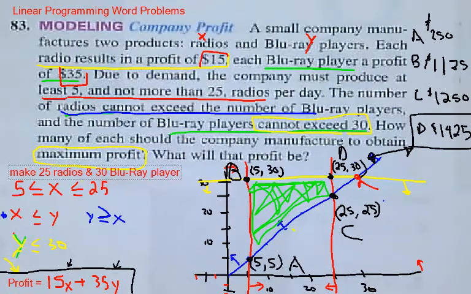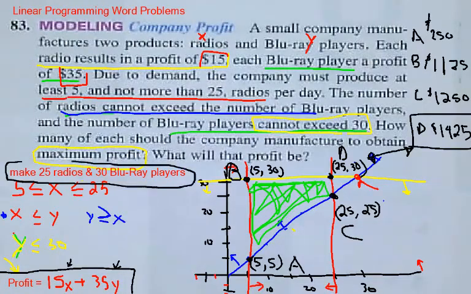Right? So the answer to the question is what advice you give to the factory owner, or you tell the foreman, what do I have to do? Because he wants to know what to do, and you want to make the maximum profit. Well, we just figured out the maximum profit happens right there at that corner, 25, 30.